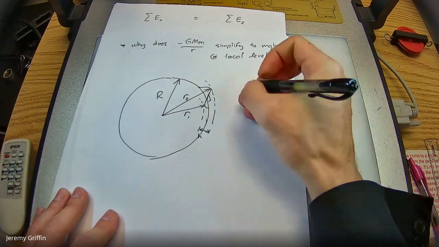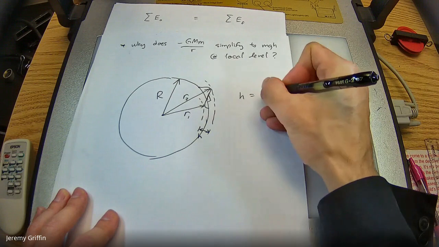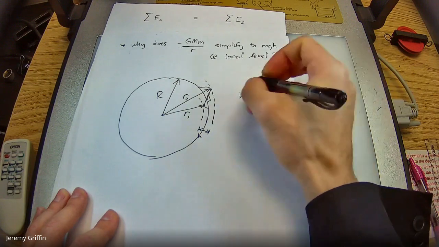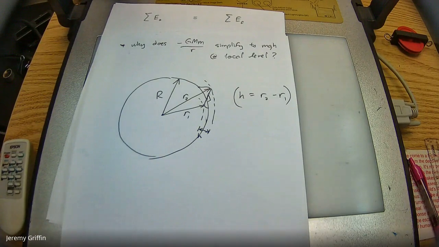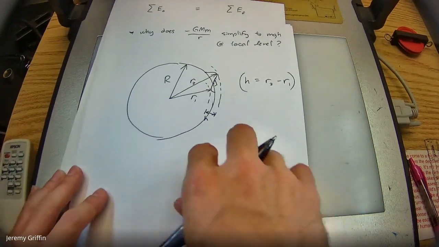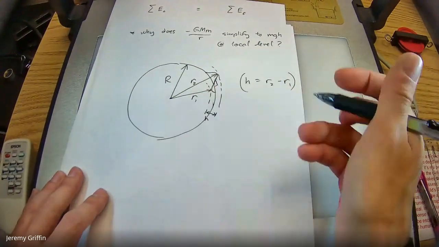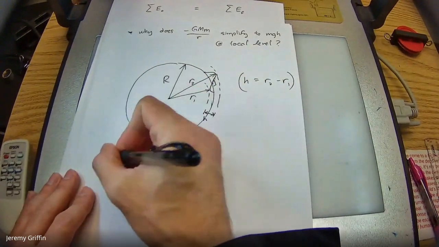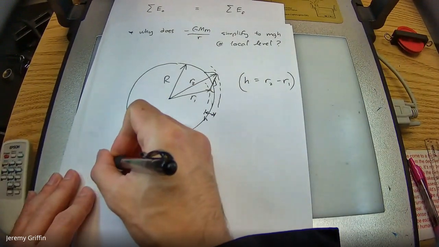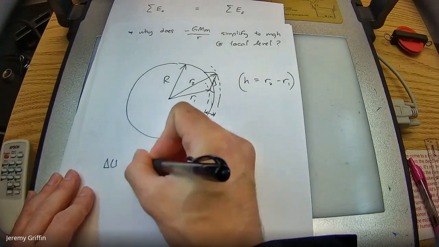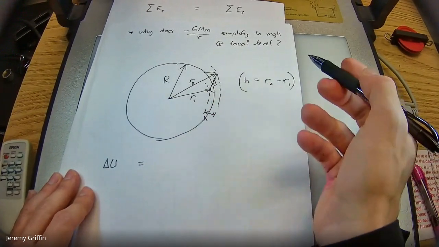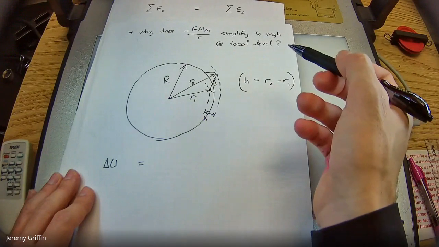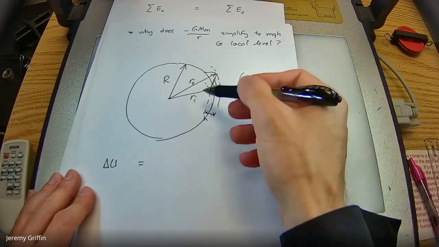H is equal to the difference between R2 and R1. Hold on to that idea, that's going to come back. So what is the change in potential energy from the top of the mountain to the bottom of the valley? Well, that would be the energy at the top minus the energy at the bottom, right?